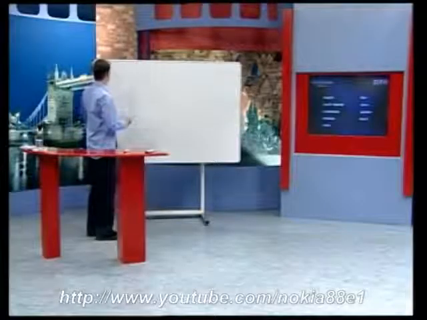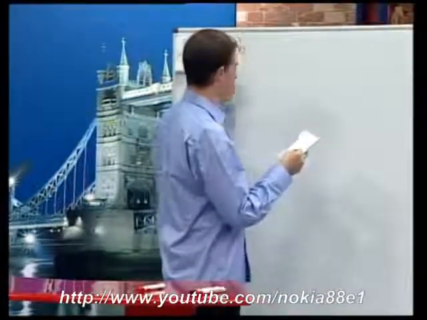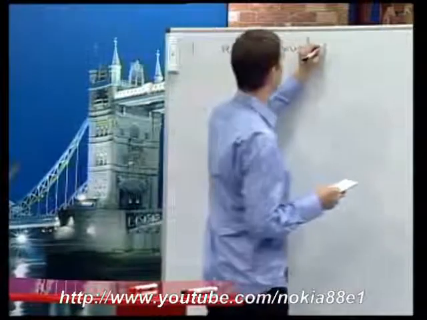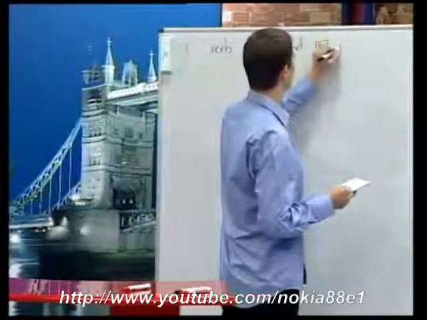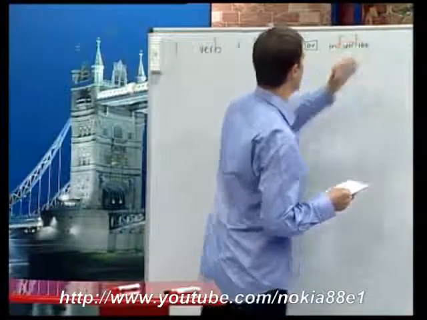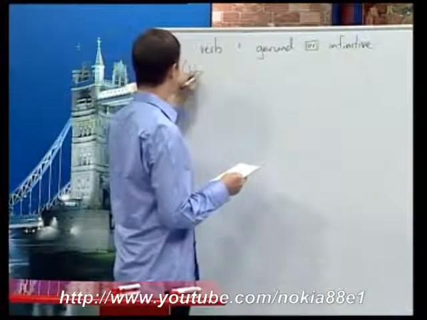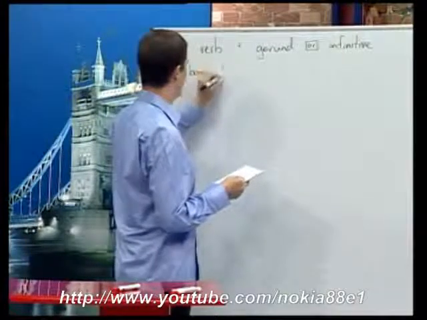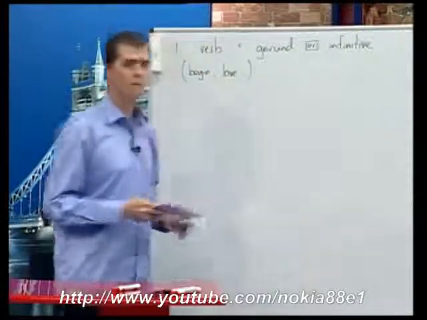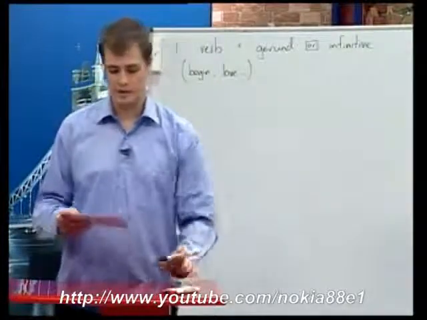So let's put this on the board. One: we can have some verbs plus a gerund or an infinitive. And some examples of these verbs are, for example, begin or love, etc. You just have to remember. There's no rule. You have to remember the verbs.